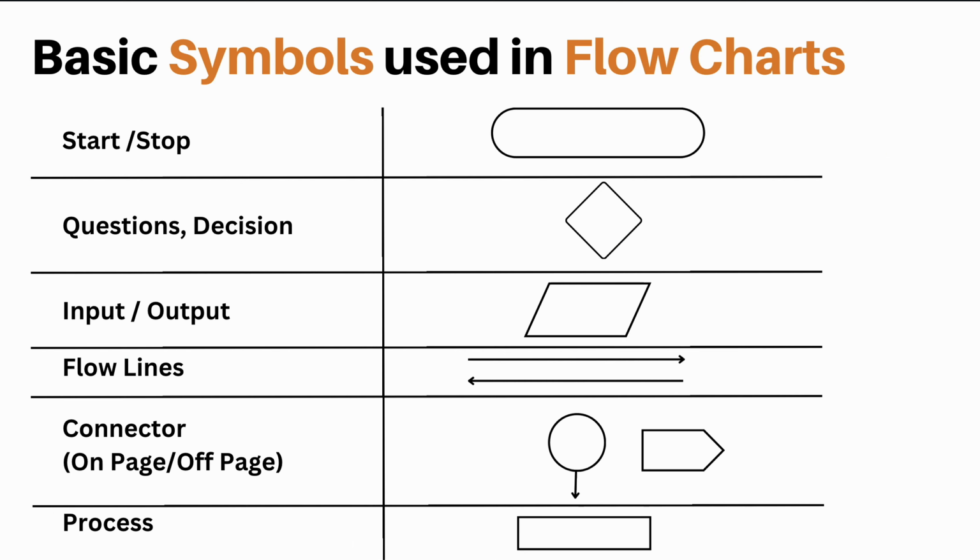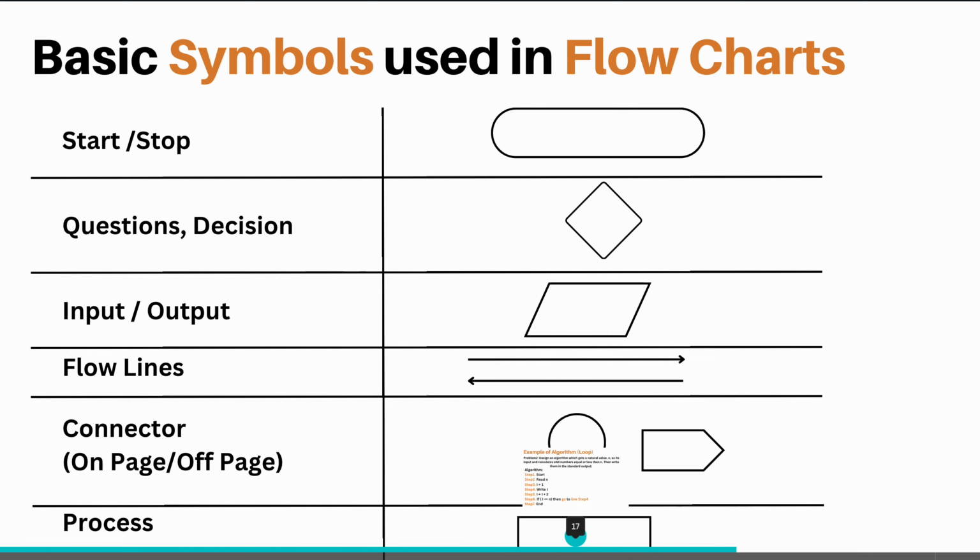And in drawing the flowchart, there are certain symbols used, like a start and a stop. We'll use this symbol. Questions will use this diamond shape. Input output, this parallelogram type. Flow lines will use this one. Connector will use this one. Processes will use this symbol.